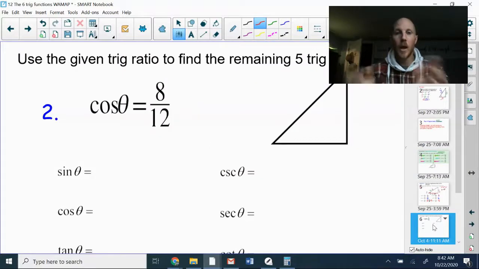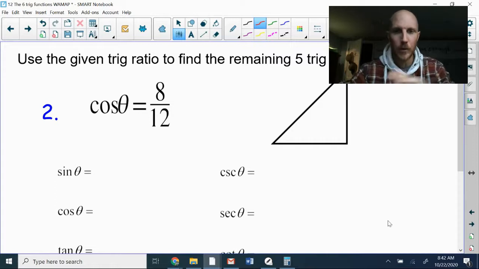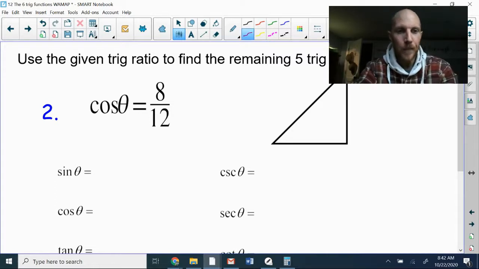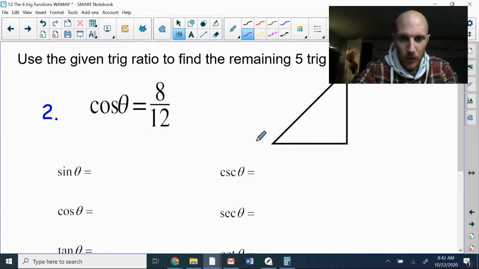All right. Hey, so let's do another example. Let's go top to bottom, the whole thing all at once. So cosine of theta equals 8 over 12. It says I'm supposed to use that given trig ratio to find the remaining 5 trig ratios. So I am, first of all, going to draw my graph walker. I'm going to label the angle.